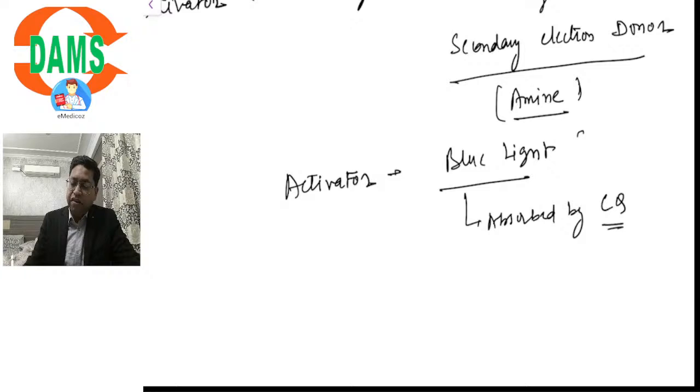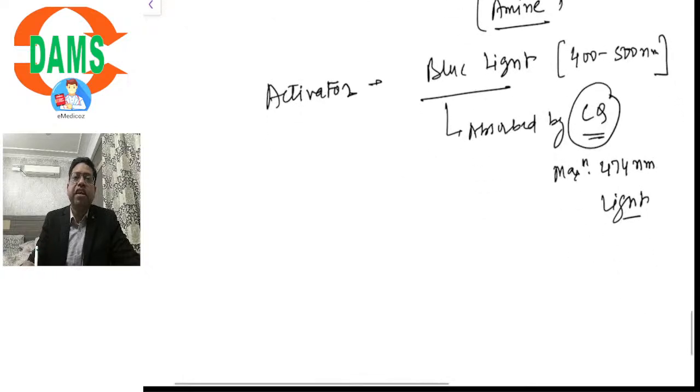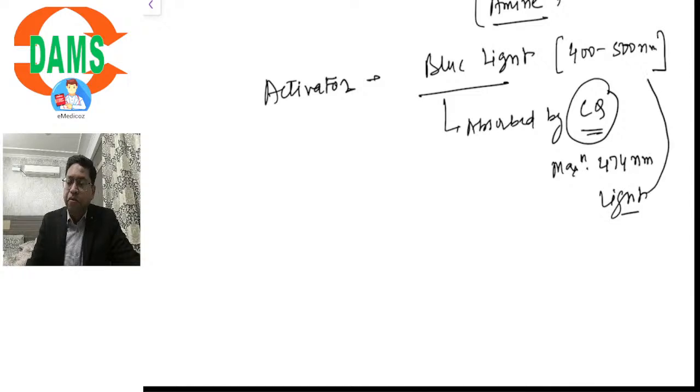Now, this blue light is in the region of 400 to 500 nanometer. The wavelength of blue light is this. And this camphoroquinone absorbs maximum 474 nanometer light, which again falls in the blue region of the visible spectrum. That is the reason we use only blue light to cure the composites.